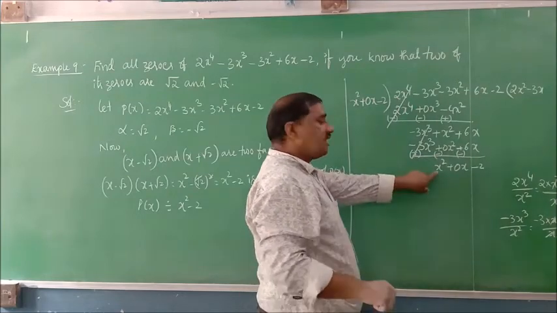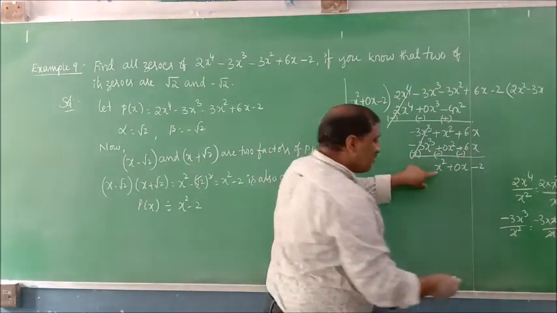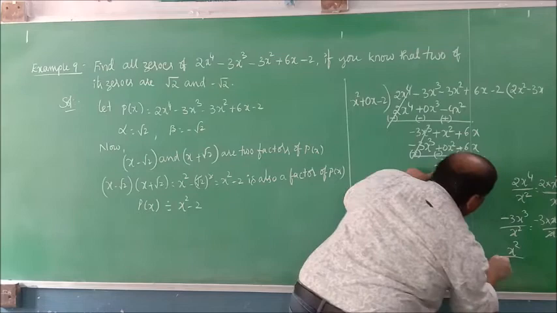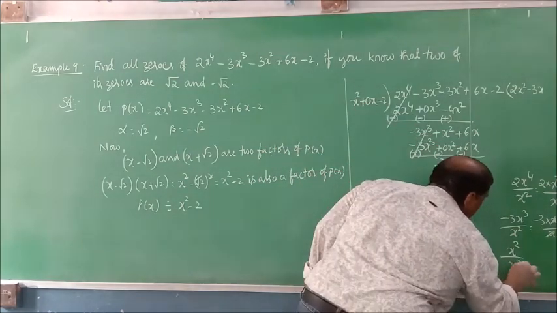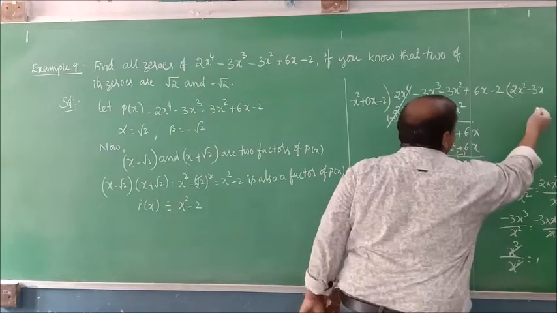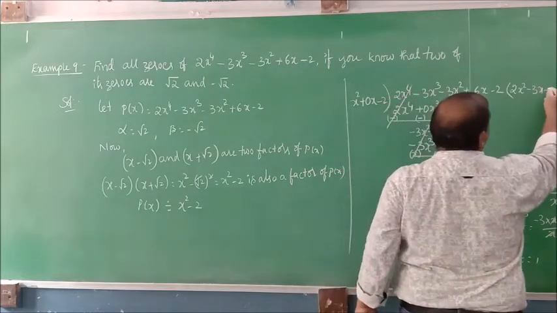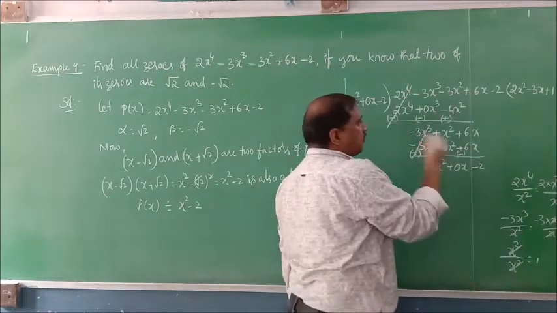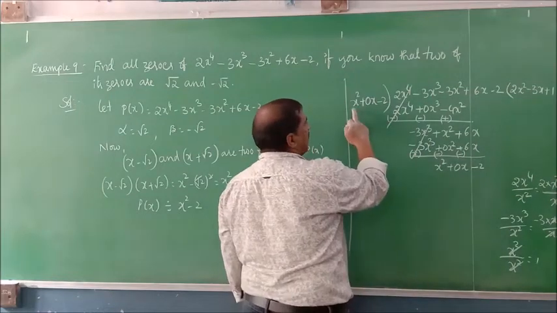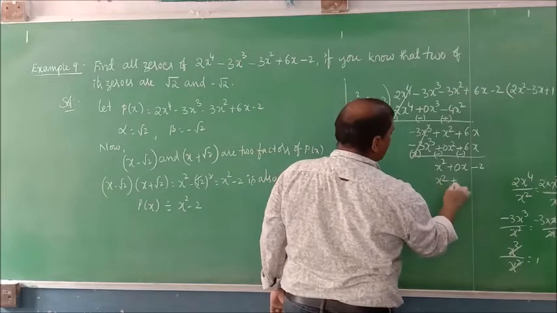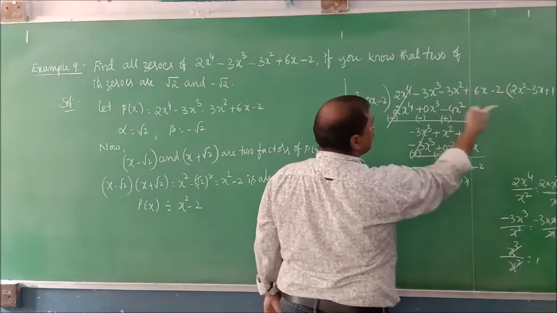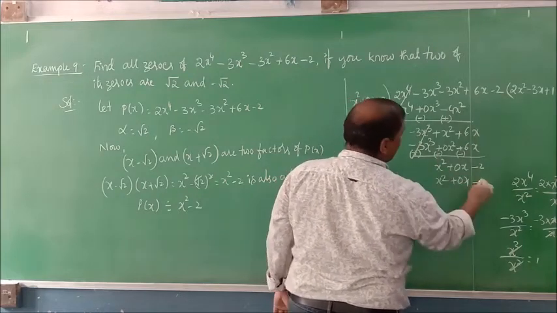Now what is the first term of the dividend here? It is x square. This x square is divided by the first term of the divisor, x square. Both will be cancelled, we get 1. That is 2x square minus 3x plus 1. So with plus 1 you multiply. 1 into x square is x square. 1 into 0 is 0x. Minus into plus is minus. 2 into 1 is 2.